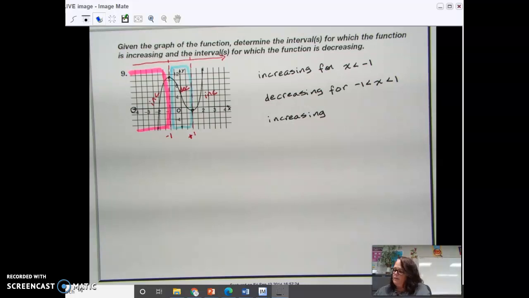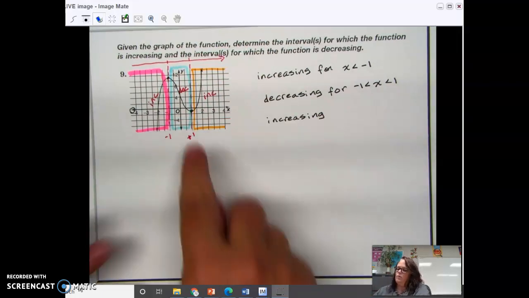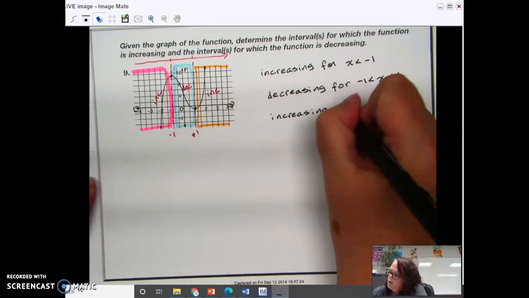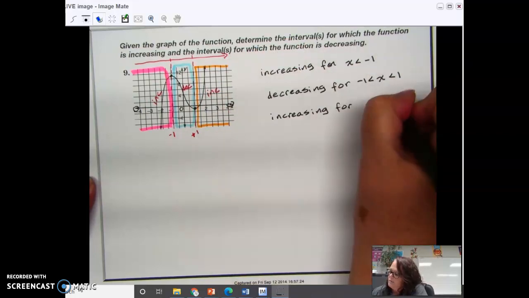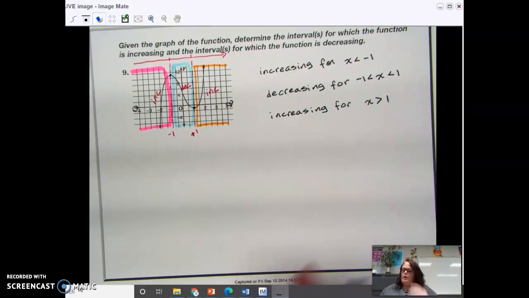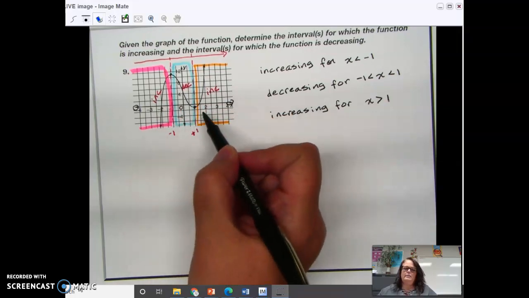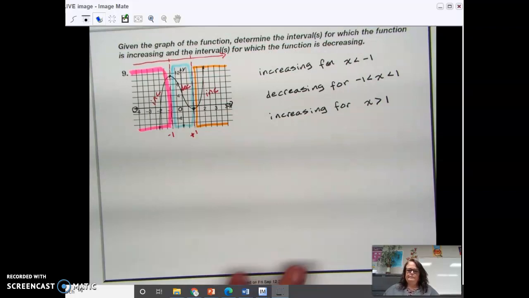And then my third domain is to the right here. And in that domain, we will always be increasing. And that's where my x values are greater than this line at x is equal to 1. So the graph will be increasing the entire time it's in the pink. It'll be decreasing while it's in the blue, and then increasing again while we're in the orange.